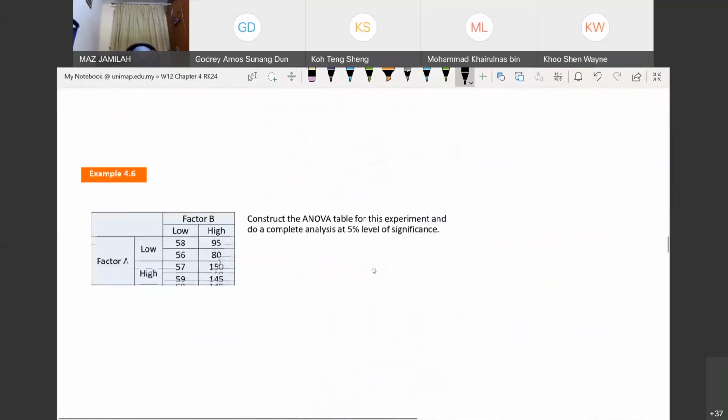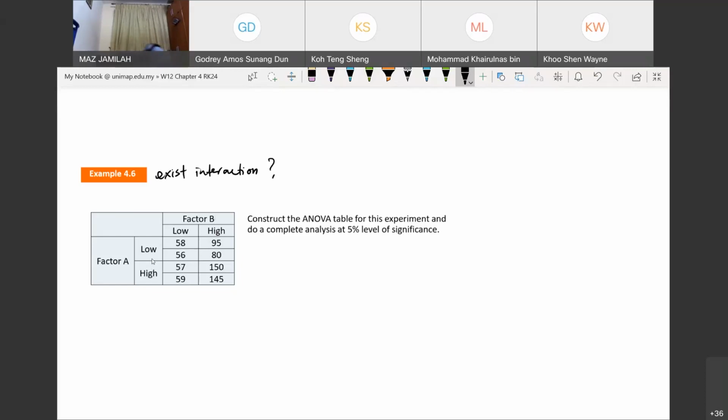Okay, so let us look at example 4.6. Example 4.6 is different from what you have in 4.5, because in 4.5 you have no interaction. But now the example wants to show you what if you have interaction and how the ANOVA test is carried out. So in this case, interaction exists. How would we do this particular case?